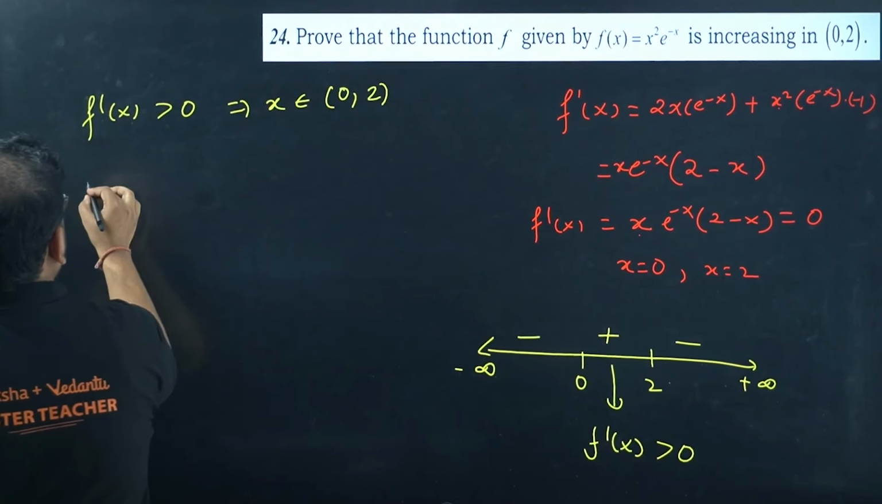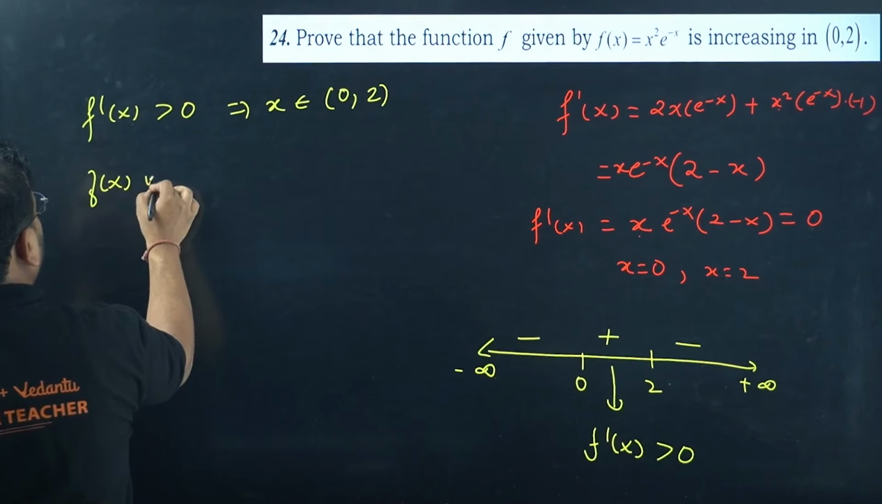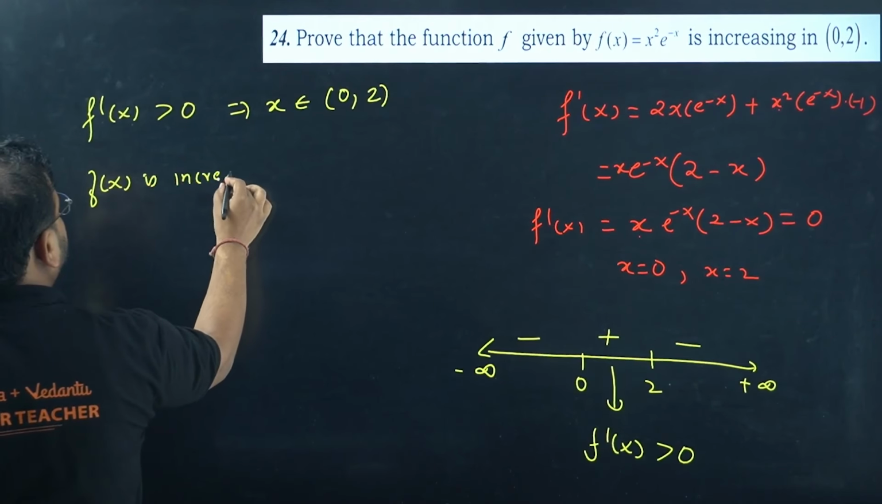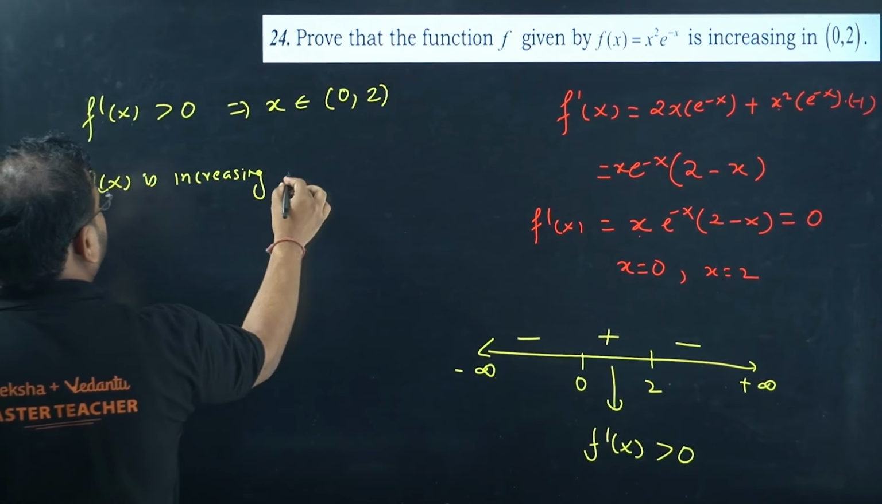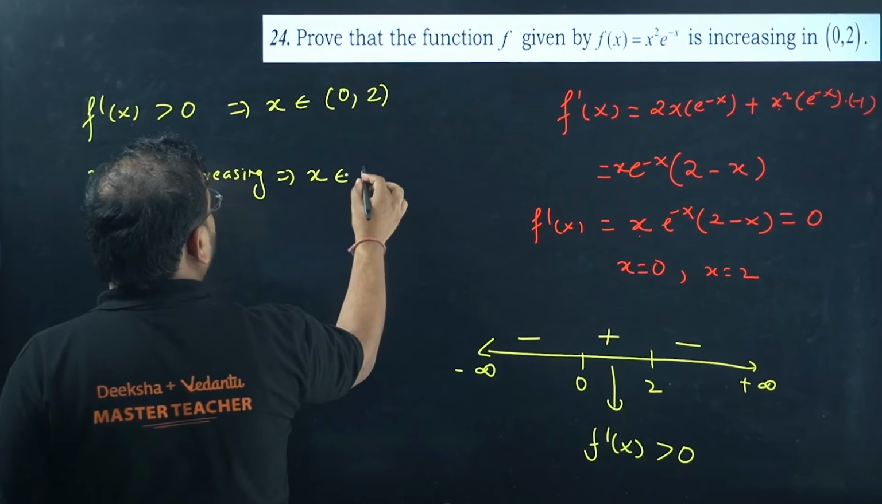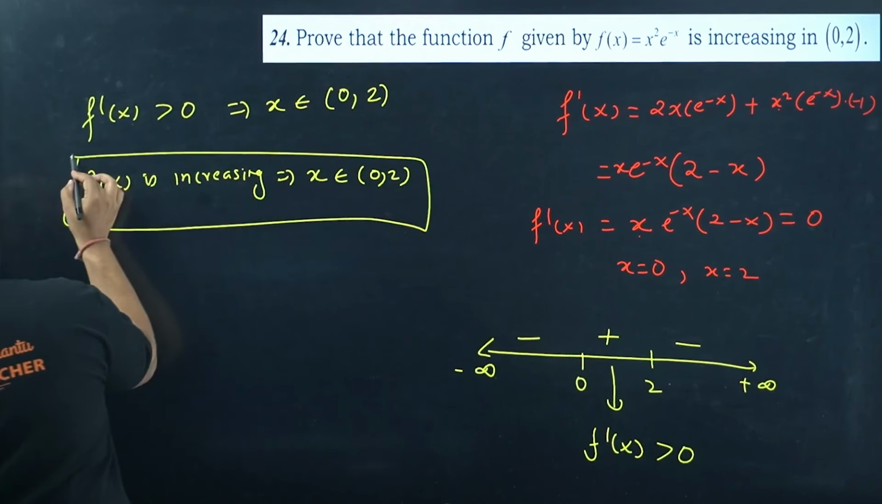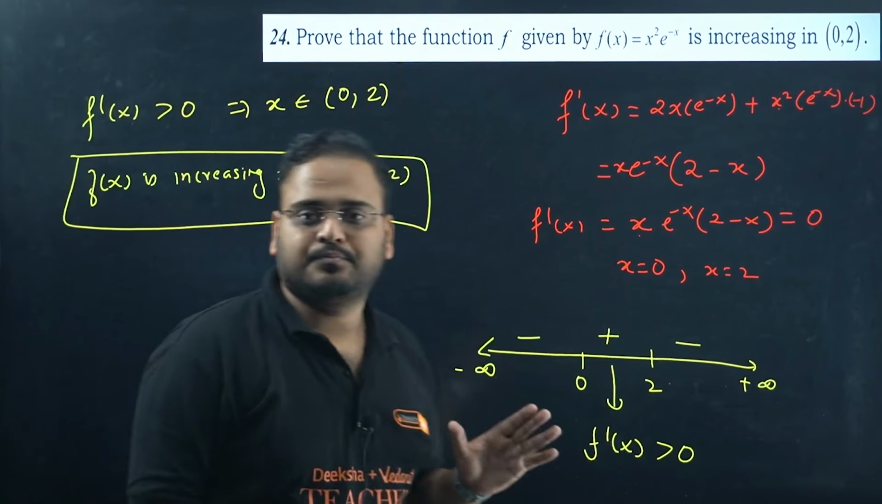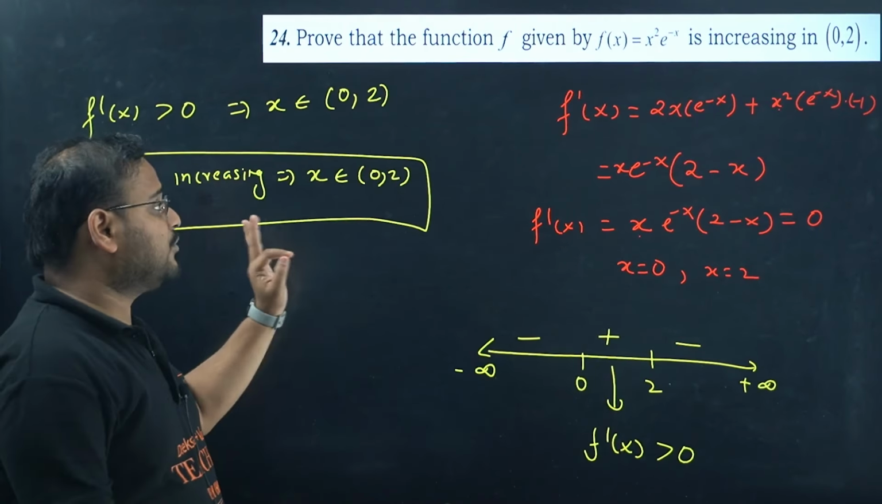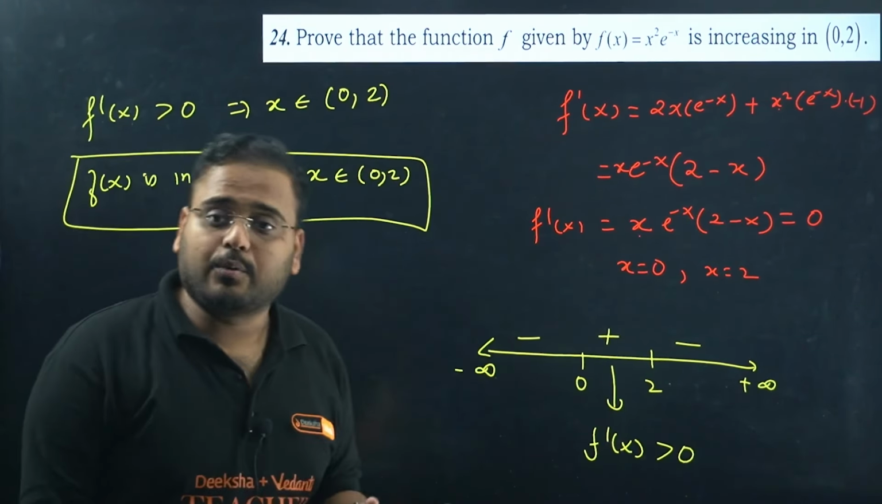So basically f(x) is increasing when x belongs to the interval 0 to 2, hence it is proved. They asked you to prove it, and we proved it right now. This is a good question, and can be asked for 3 marks also. Very good problem. Please check.